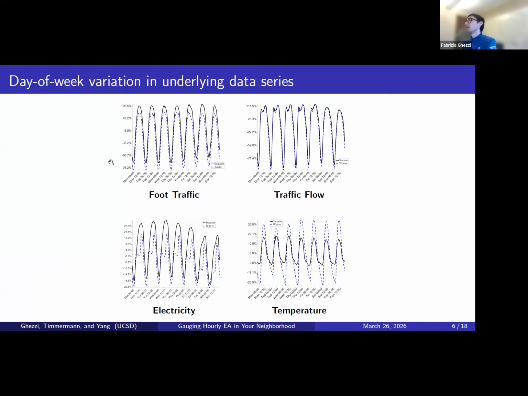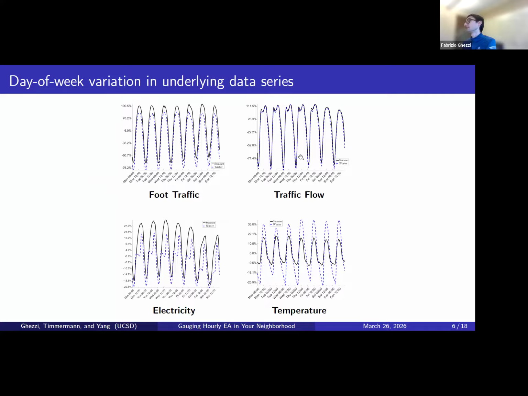We document what these series look like. What we discovered is that the intraday dispersion of these series is huge. For foot traffic, for example, with respect to the mean, you have an excursion of about 200% within the day.